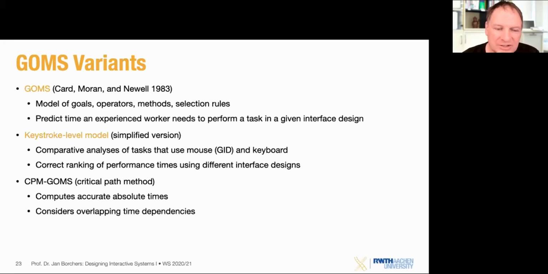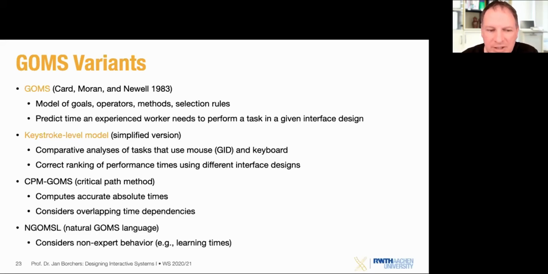So this actually gives you more accurate absolute times of how long it takes people really to do something, better than GOMS itself does, because it considers these overlapping paths that people take through an interaction. And finally, there's the natural GOMS language model, which was an extension of GOMS to also understand learning times of a system. So it wasn't modeling how long it took people to do a task, but how long it took them to learn how to do the task. And so that's an extension of the GOMS model.